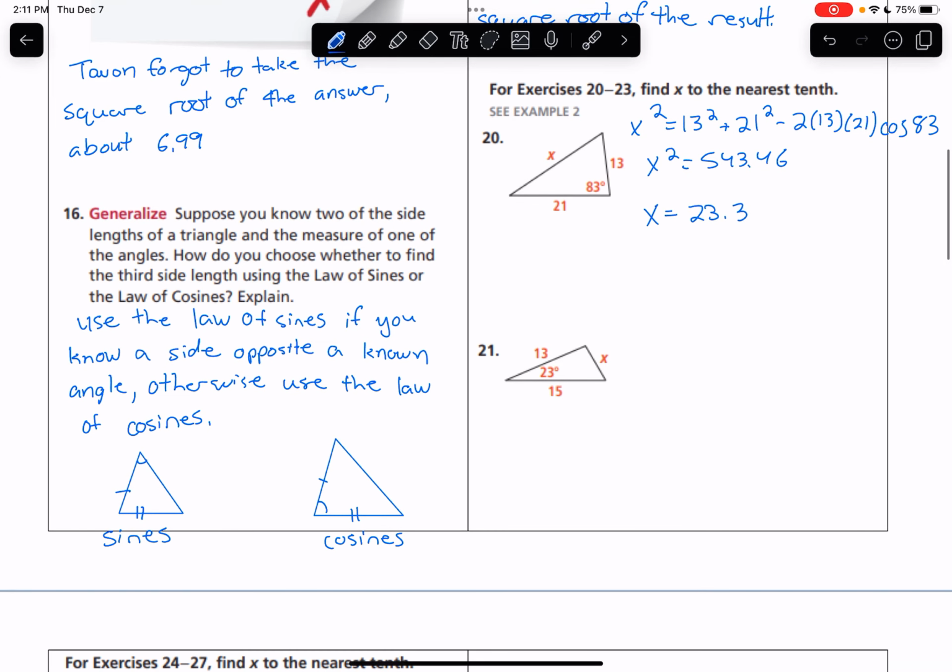Number 21 is set up the same way, so we can use the same idea there. X squared equals the other two sides, 13 squared plus 15 squared minus 2 times 13 times 15 cosine of the angle we know, 23. Put that in your calculator, and find that x squared is equal to 35. Take the square root of both sides, and x equals 5.9. Again, we're going to the nearest tenth.